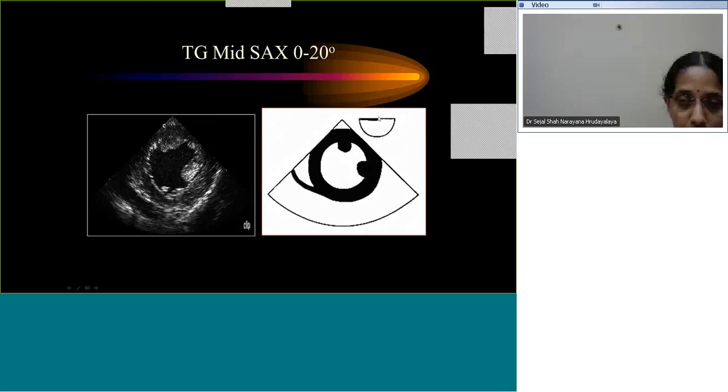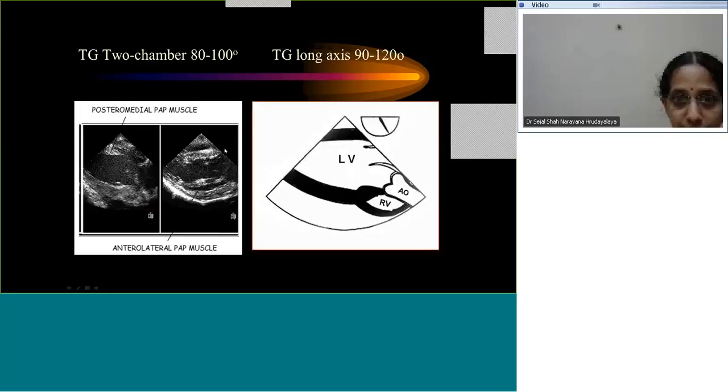Where we have a cross section and we add 90 degrees, a short axis is going to become a long axis. So adding a further 90 degrees, what we will see is the long axis of the left ventricle, with its papillary muscles. As we see, this is the posteromedial papillary muscle closer to the probe, and this is the anterolateral papillary muscle. So from the short axis, we get a typical 2-chambered heart, the left atrium and the left ventricle.